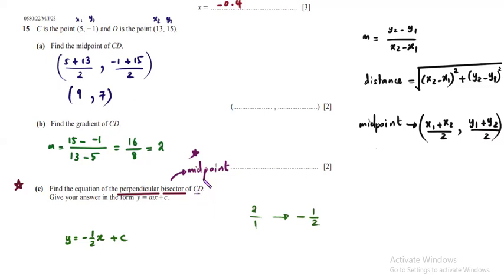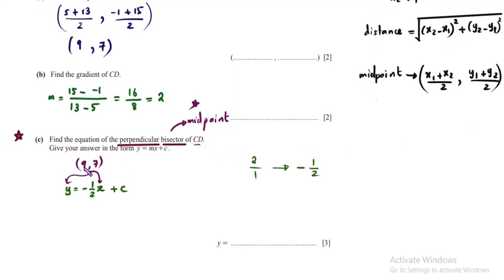Already in the first step, we found the midpoint of CD, which means our perpendicular bisector is going to pass through this coordinate point, which is (9, 7). I need to substitute the value of x and y into this equation to find the y-intercept now. Because it passes through the midpoint, that's why we had to substitute the midpoint here. So that's going to be 7 is equal to negative half times the value of x, which is 9, plus c. So this is the same as 7 is equal to negative 9 over 2 plus c.